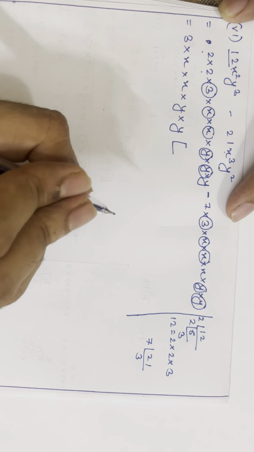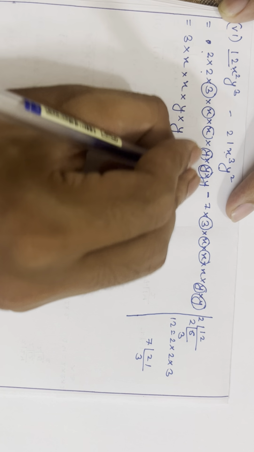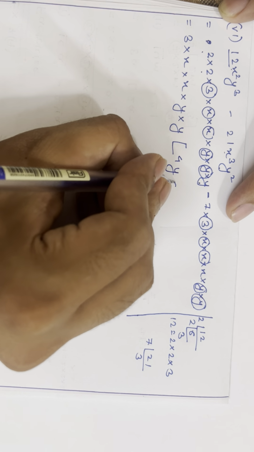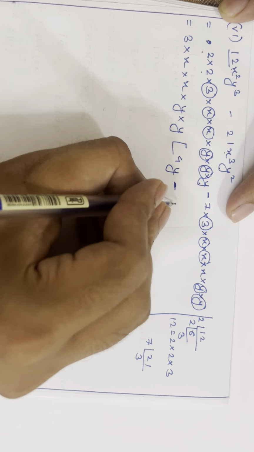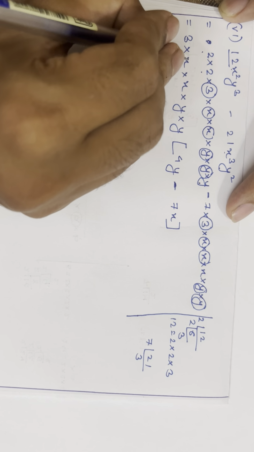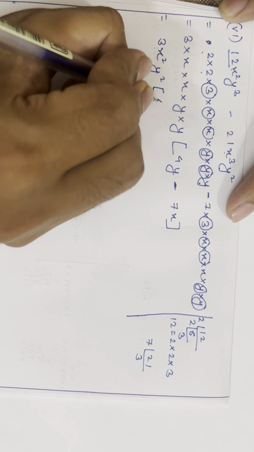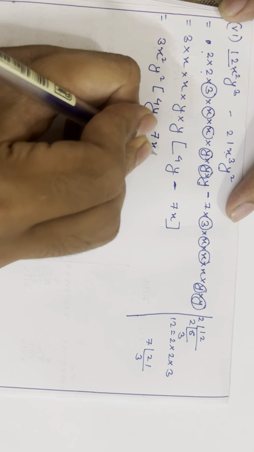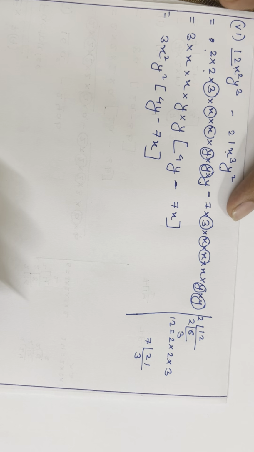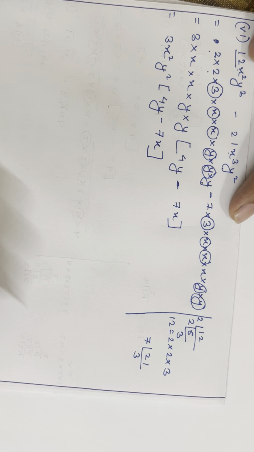Now put the bracket. So here what we are left with? 2 into 2, 4, and 1y. 4 into y is what? 4y. Minus, in this one, 7 into x, 7x. Now 3 is there. X into x is x square. Y into y is y square. 4y minus 7x. So this is your answer. Question number 5, this is your answer. Now let's do question number 7. Question number 6 answer is done.